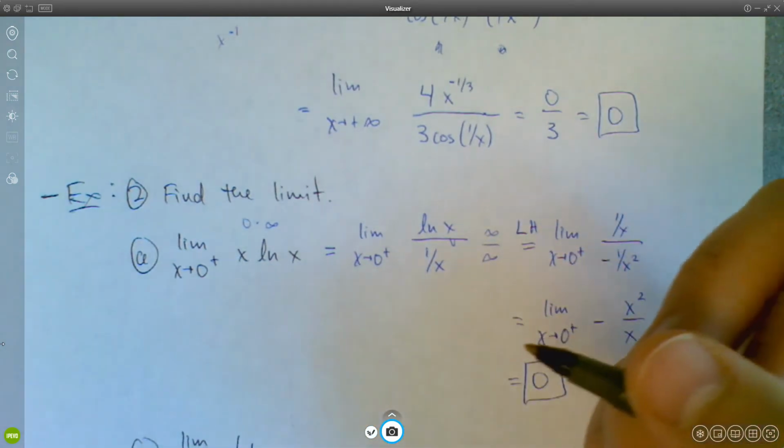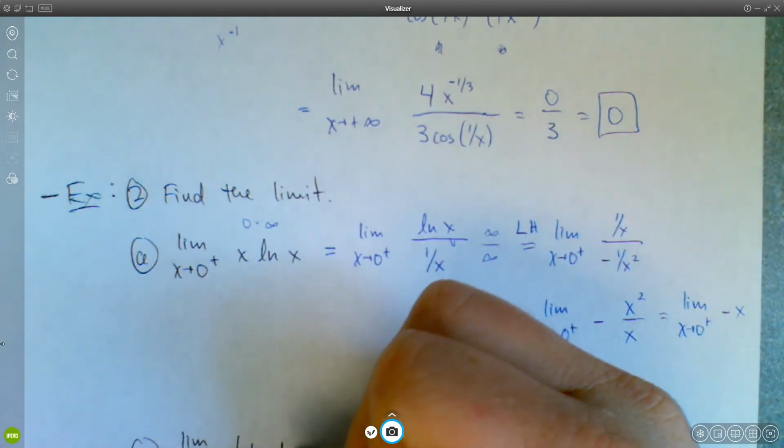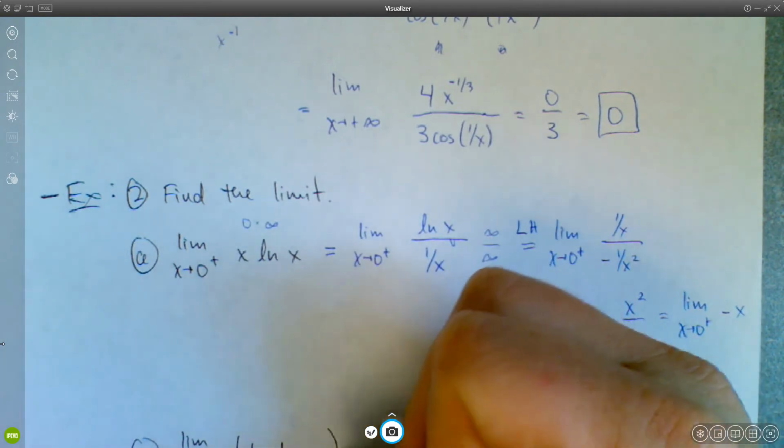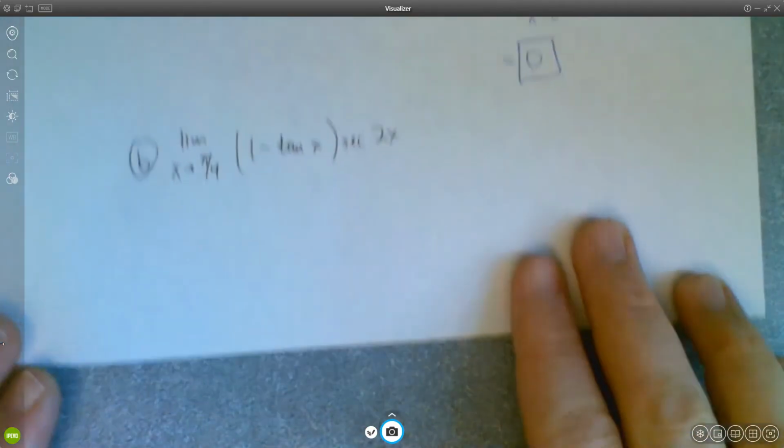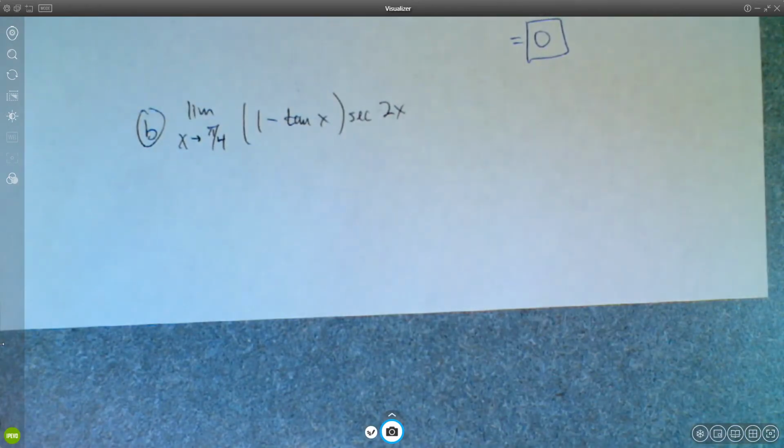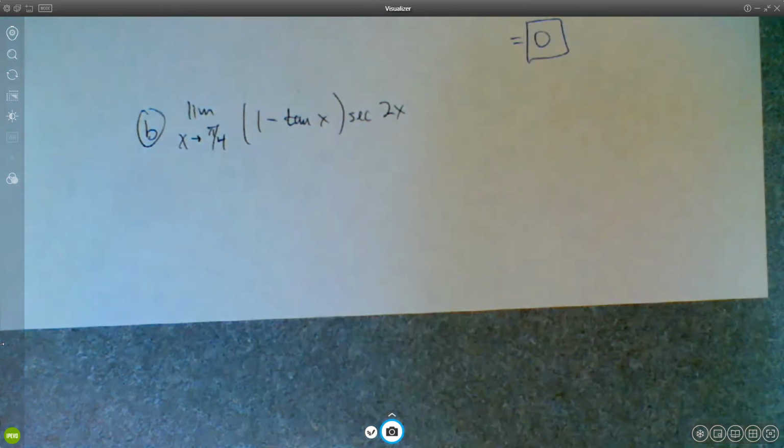So let's do the limit as x approaches pi over 4 of 1 minus tangent x times secant of 2x. Go ahead and give the video a pause. See if you can try that one out. All right. Here's my solution.